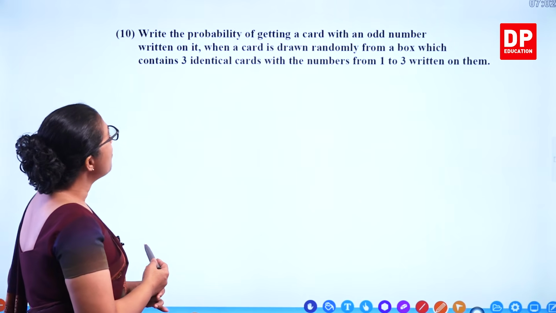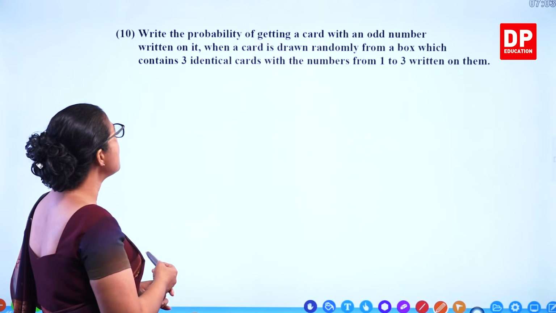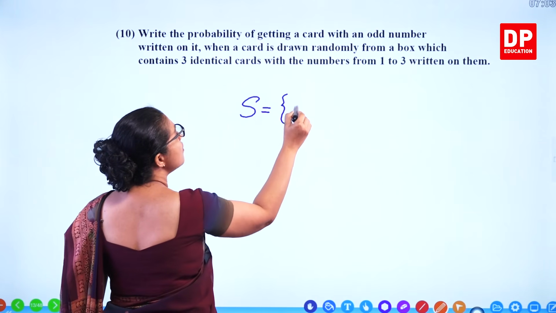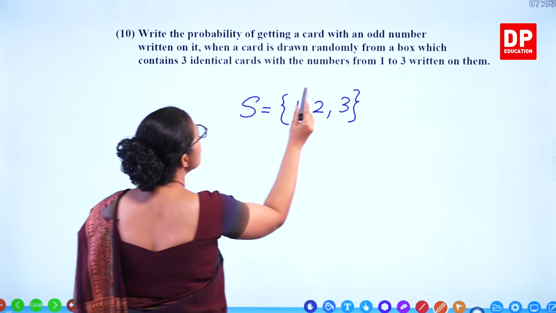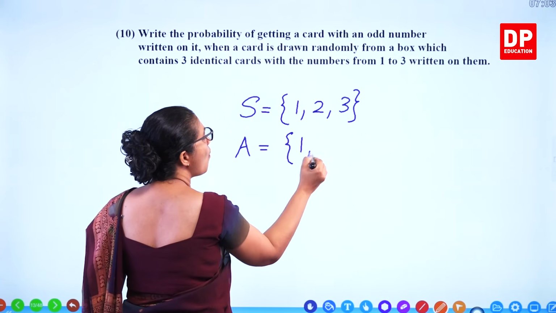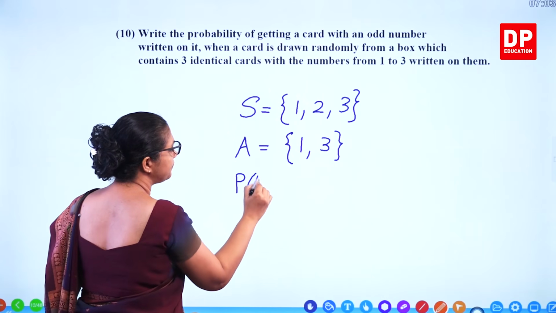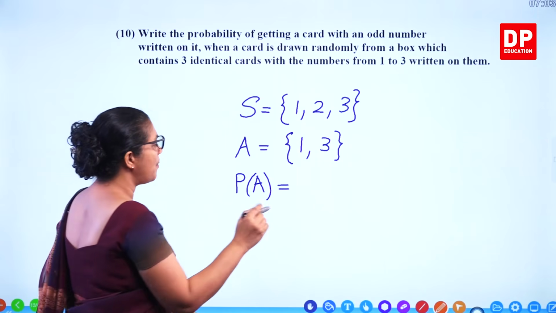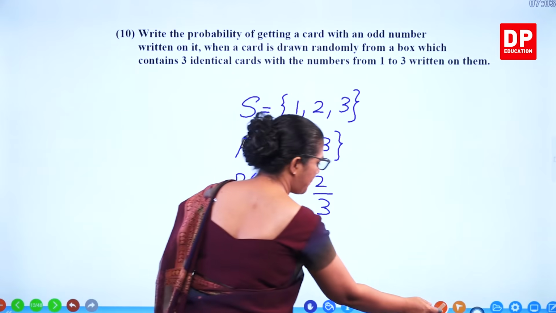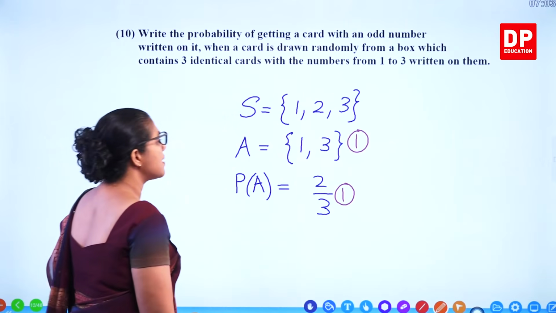Question number 10. Write the probability of getting a card with an odd number written on it, when a card is drawn randomly from a box which contains 3 identical cards with the numbers 1 to 3 written on them. So what's the sample space? You can get either 1, 2 or 3. So if A is getting a card with an odd number, what are the possibilities? 1 and 3. So what's the probability? They're asking the probability of getting A, an odd number. Altogether 3 possibilities are there. Out of that, now it's 2 possibilities. So 2 over 3. So 1 mark here and 1 mark for identifying the sample space and the correct set.